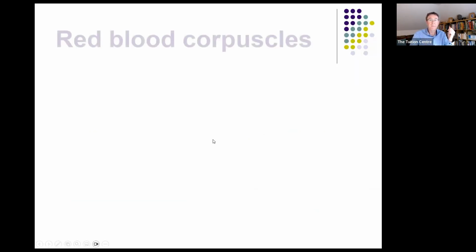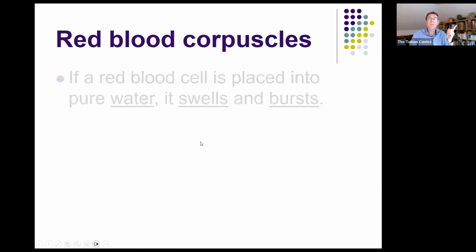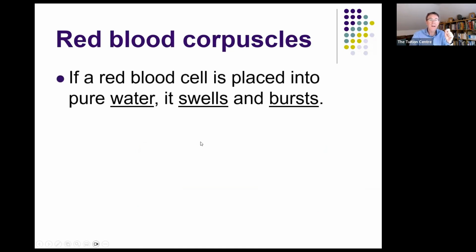Why? Because of osmosis. If you take a red blood cell and pop it into pure water, it doesn't do well, right? It'll swell up because water will rush into it because of osmosis. And because red blood cells, like lots of animal cells, don't have a cell wall to prevent them from bursting, it'll burst. So red blood cells don't do well.